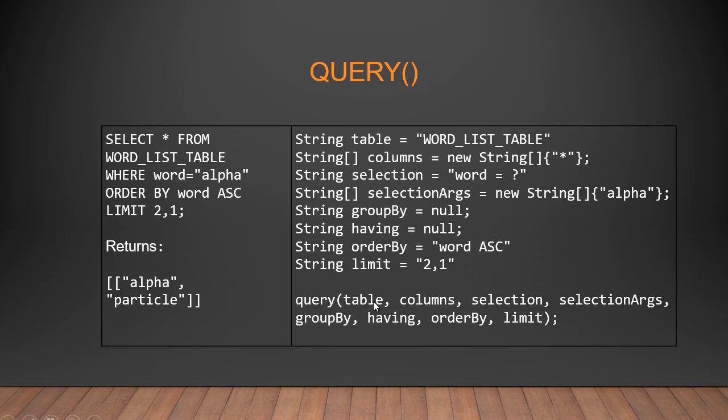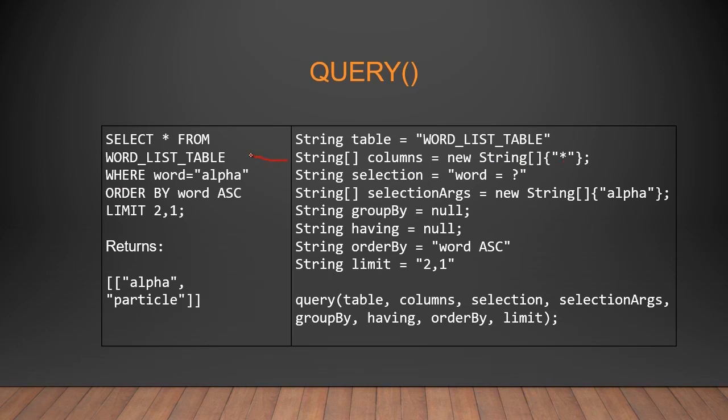So the first parameter of this query method is table. You must specify from which table you want to retrieve your data, and how many columns you want to retrieve, the selection or where conditions, and you pass the values for this selection, and it requires group by, having, order by, and limit. If you see in here, I provide table. Table is nothing but a variable which holds my table name, word list table, and if you want to retrieve all the data from your table, you must pass asterisk.